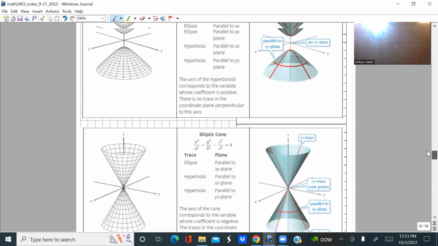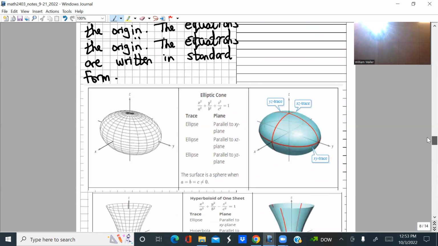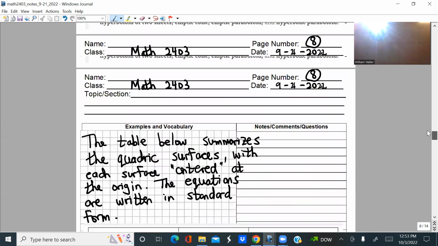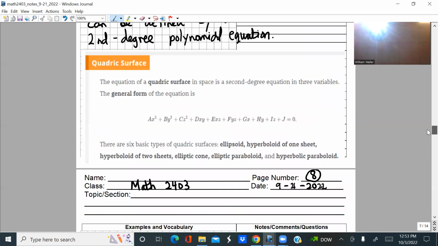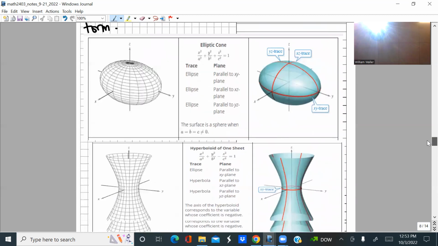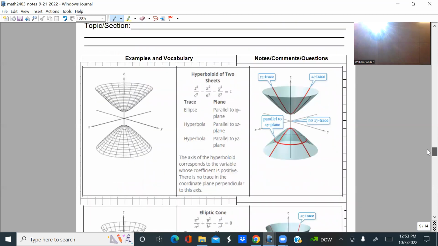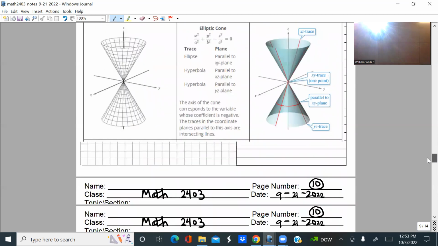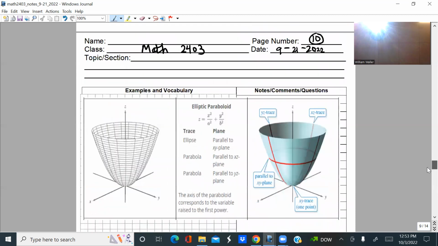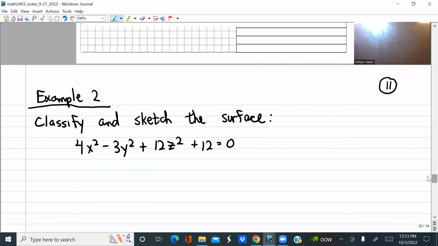So see, you already know, that's kind of good, right? You already know, if you graph a second degree equation in three variables like this one, you're going to get a picture like this. And maybe you'll be able to figure out what the picture is going to look like. Let's try it here. I'm wondering if we can do it.